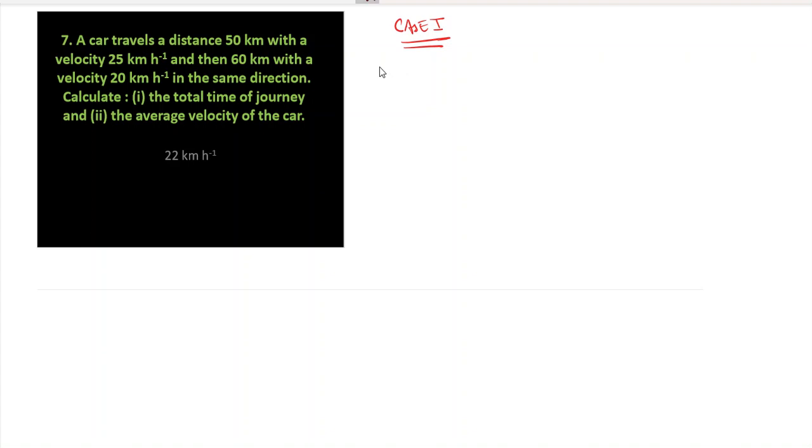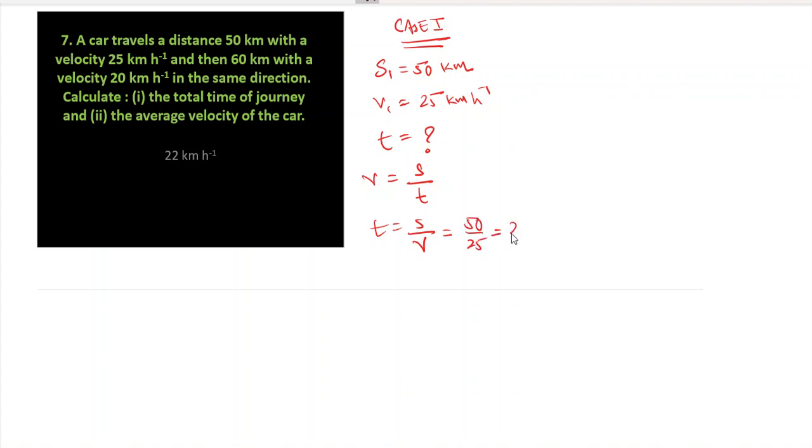A car travels a distance of 50 km. S1 is equal to 50 km with a velocity of 25 km per hour. V1 is equal to 25 km per hour. So we don't know the time. So let's find the time here itself. So velocity is equal to displacement upon time. So time is equal to displacement upon velocity, which is basically 50 by 25, which is 2 hours. Okay, so T1 we know now, 2 hours.